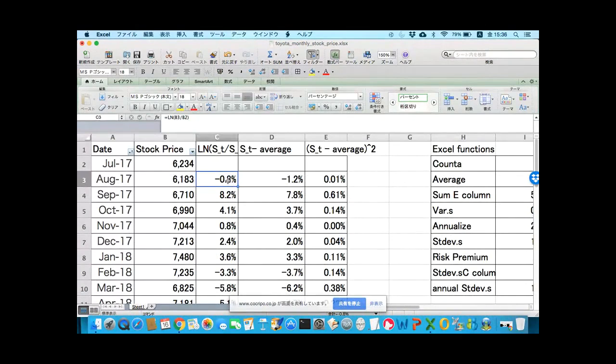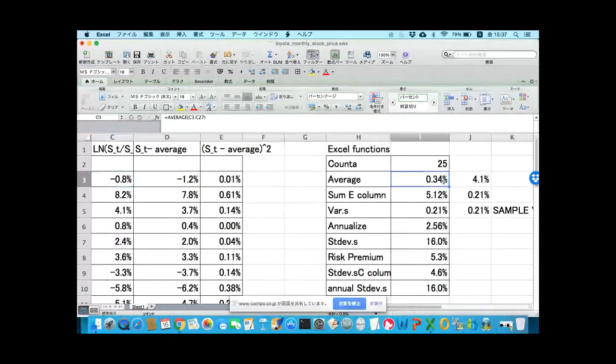Sample variance is a typical distance between the average growth rate and each of the growth rates. There's some difference, right? For example, what we'll do next is to calculate the average. The average would be 0.34%.